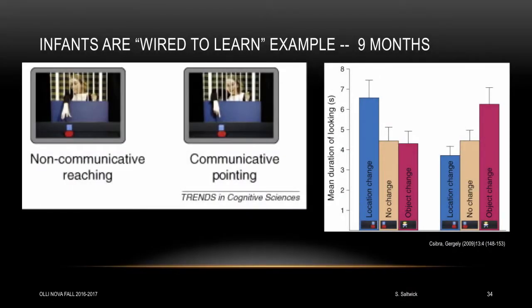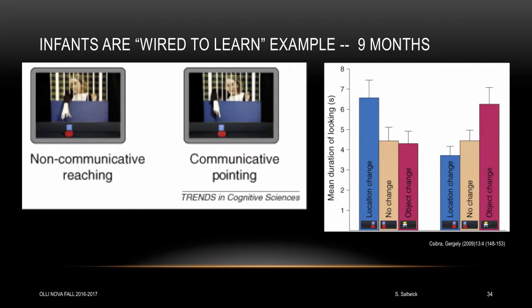By 9 months of age, the infant has mastered the distinction between an ostensive pointing movement and a simple reaching for an object. In this experiment, the infant observes an experimenter either reaching for an object or pointing to an object. Following this, the infant's view is blocked for 5 seconds.